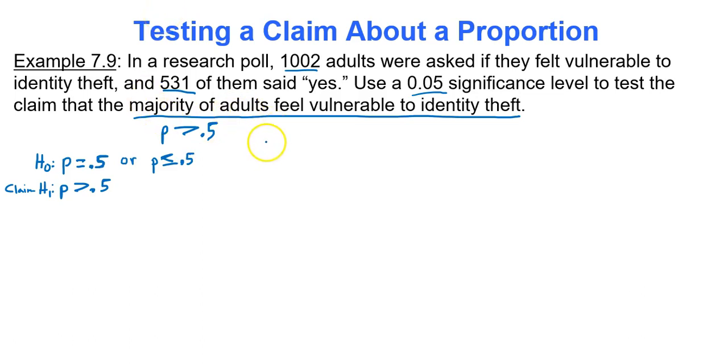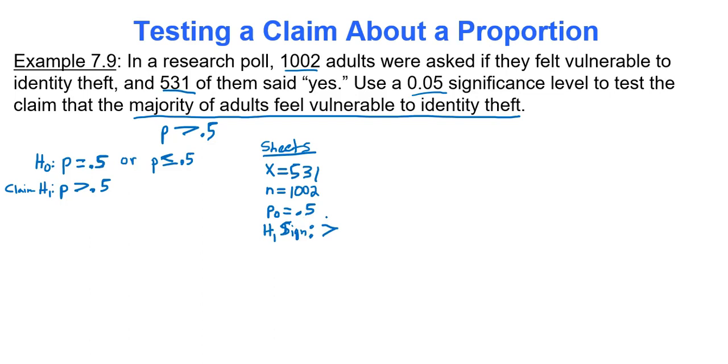Now that that's said, let's figure out what the p-value of this exciting test is going to be. So in Google Sheets, how many observations did we have? How many people said they felt vulnerable? Well, it tells you 531. Out of how many? What's the sample size? 1,002. What's our claimed proportion, or the value that's used in our hypotheses? 0.5. And what's the sign of H1? H1 sign is actually going to be greater than.